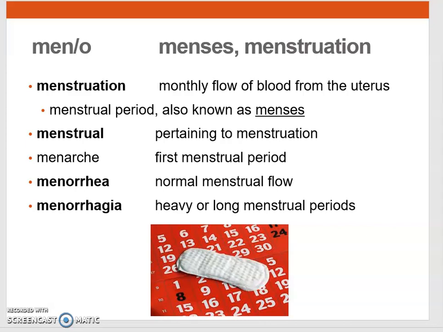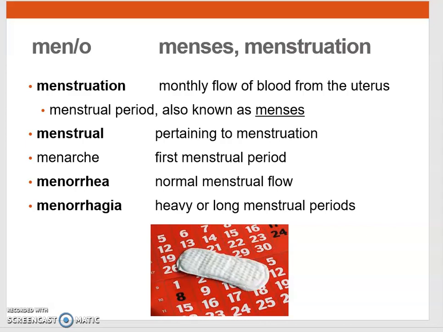And on that note, menstruation is the monthly flow of blood from the uterus, otherwise known as a menstrual period, and we also call it menses. So that's more of a, how would I say it, more socially acceptable term in a medical setting. Instead of asking how often you have a period, say when was your last menses. Menstrual means pertaining to menstruation.